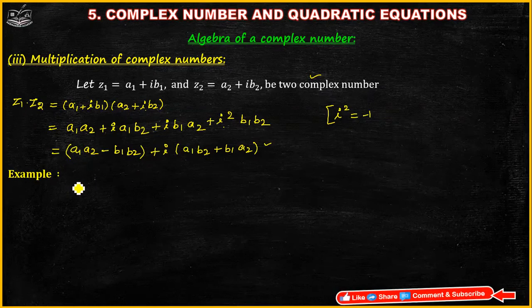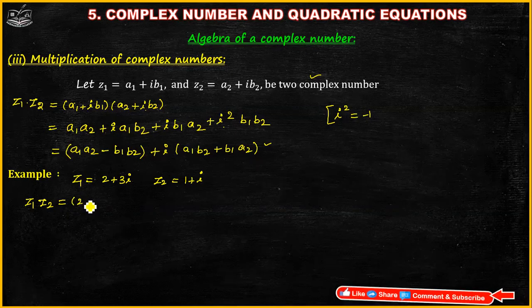Understood? Now, we have this product of two complex numbers, right? Note it well now. Look at an example. Let z1 be equal to 2 plus 3i. Next, z2 is equal to 1 plus i. So what are the conclusions? Okay, try z1 into z2.